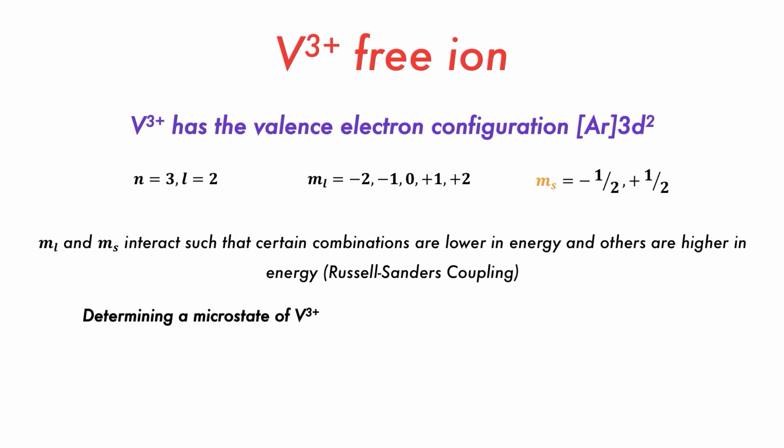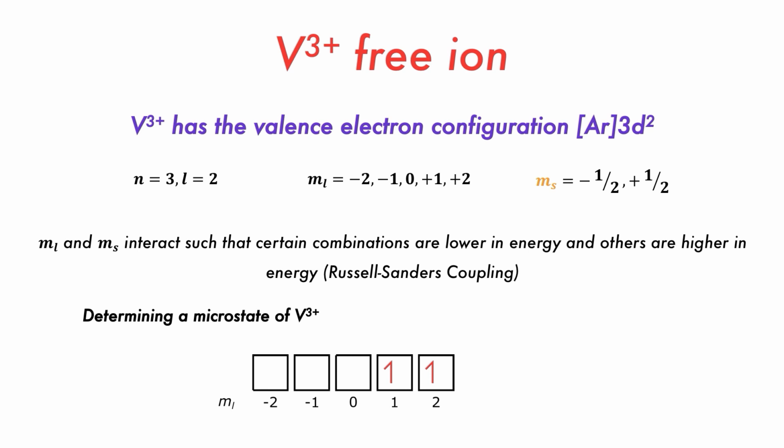So now, due to this Russell-Saunders coupling, we must determine every single microstate. But the good news is that once you figure out the microstates for vanadium 3+, the same microstates can be applied to other d2 ions in group 5, such as niobium, or any d2 ion. The 5 boxes shown here represent the 5 d orbitals, and we can determine one of the microstates now by putting 2 electrons in any of the orbitals.